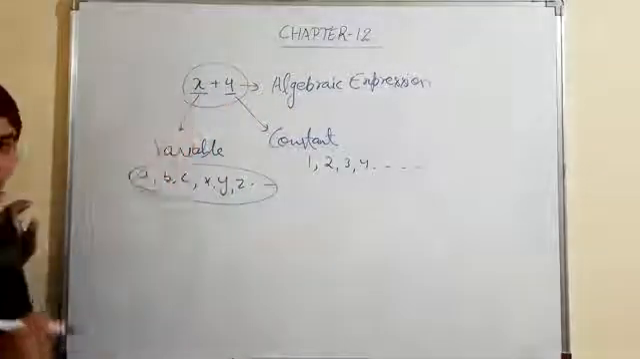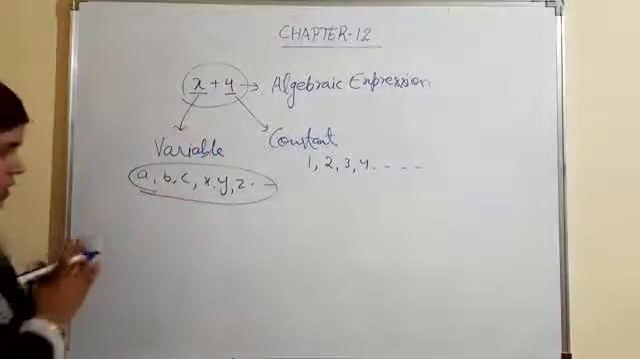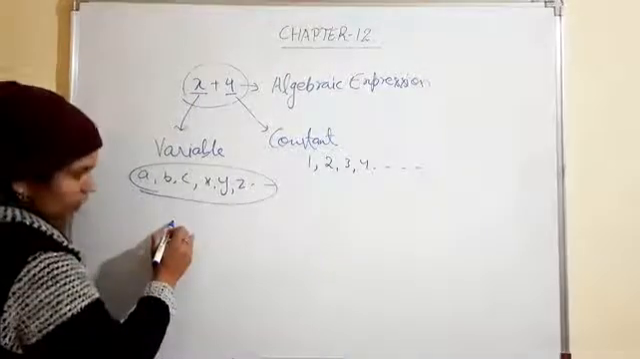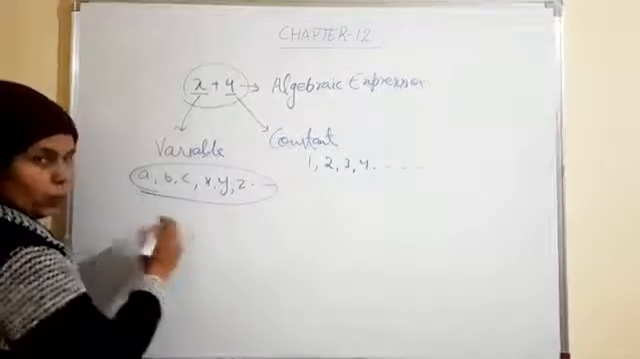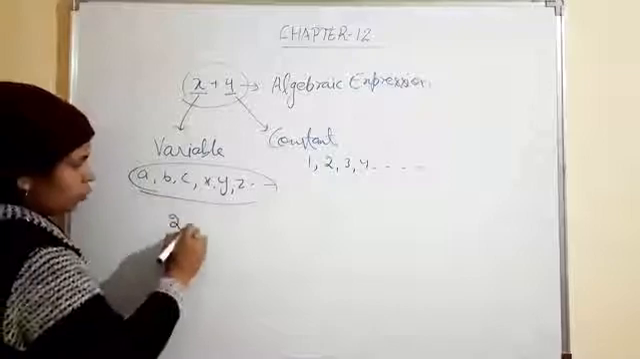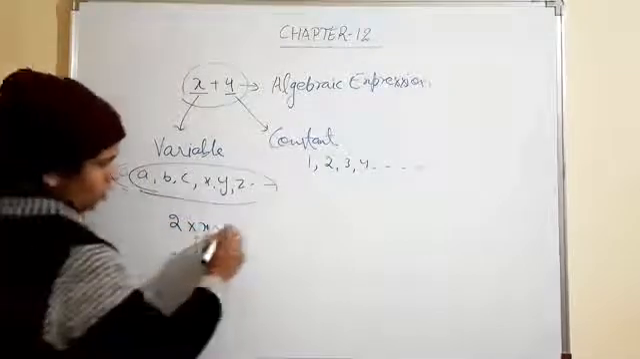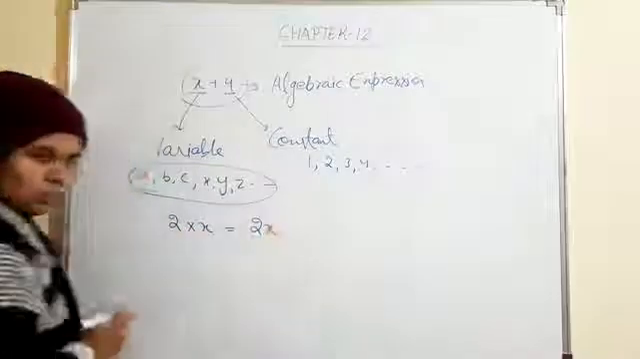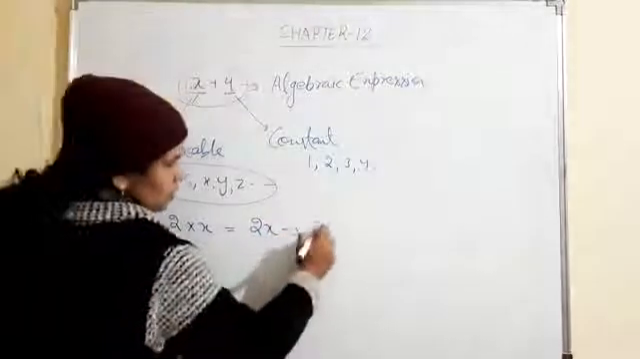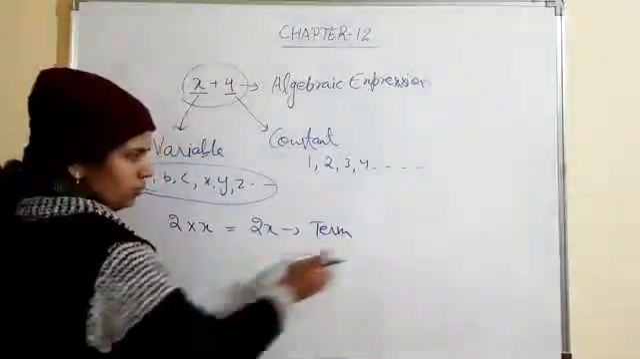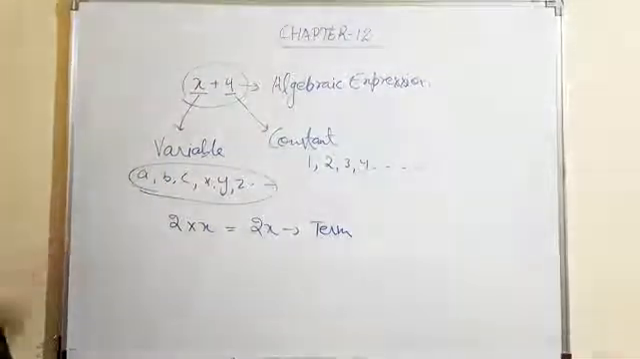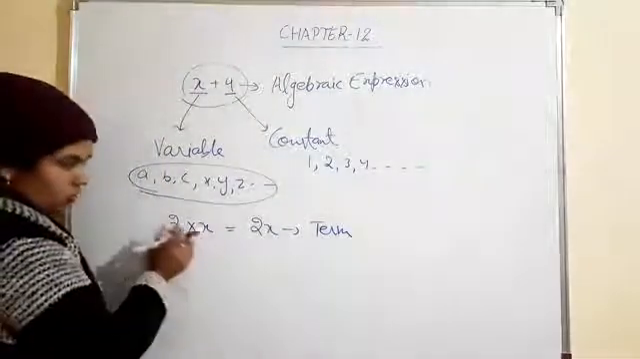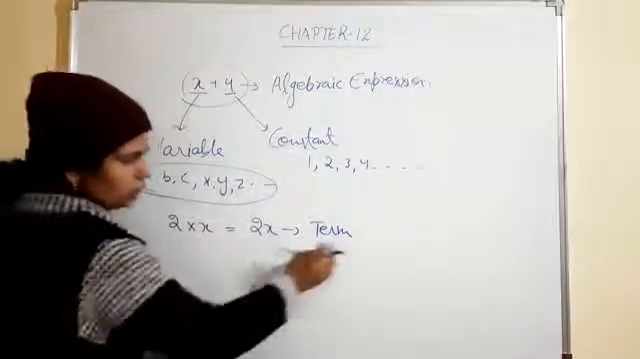So how can we define terms? A term is nothing but the multiplication of a constant with a variable. For example, 2 into x. Here 2 into x becomes 2x. So 2x is an example of a term. This is a single term, so write here term only. What I told you: the multiplication of a constant with a variable is called a term.